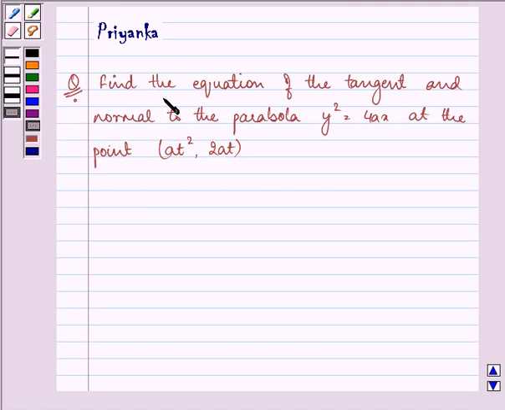The question says, find the equation of the tangent and normal to the parabola y² = 4ax at the point (at², 2at). Here we are given the equation of the parabola as y² = 4ax.